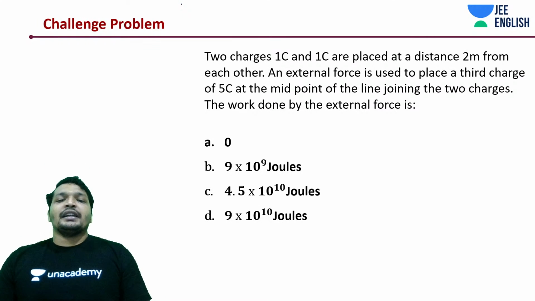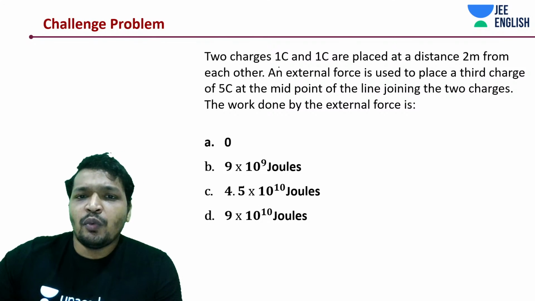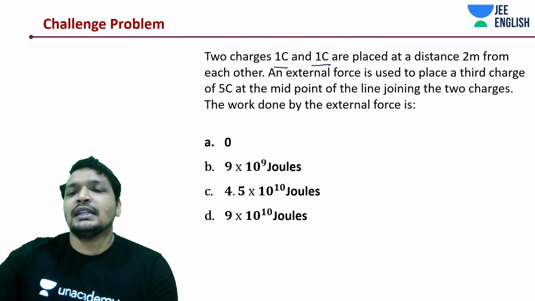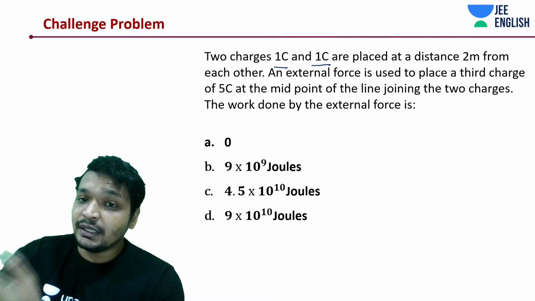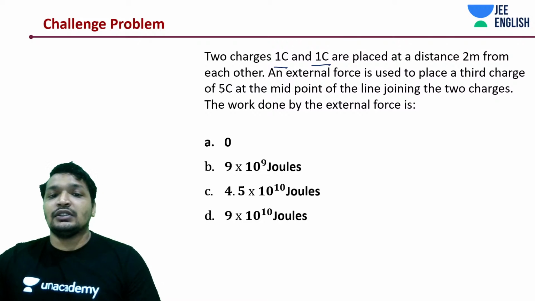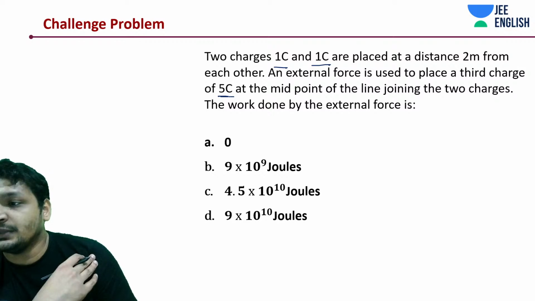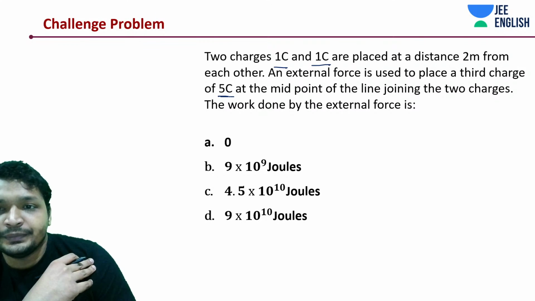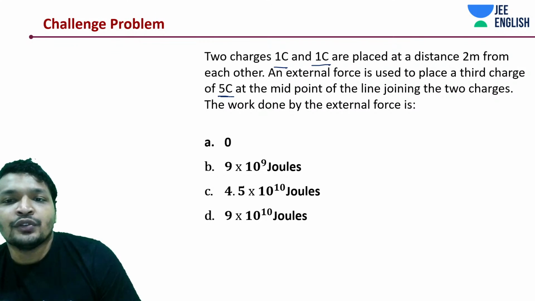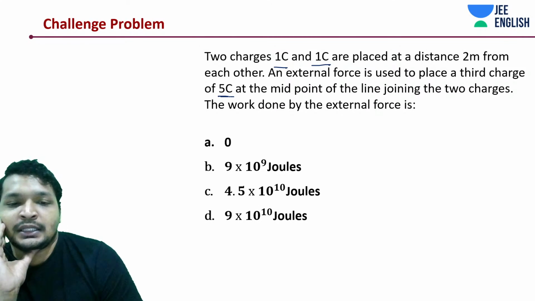Okay, now this is a very interesting question. Two charges, 1 coulomb and 1 coulomb, are placed at a distance of 2 meters from each other. An external force is used to place a third charge of 5 coulomb at the midpoint of the line joining the 2 charges. What is the work done by the external force?